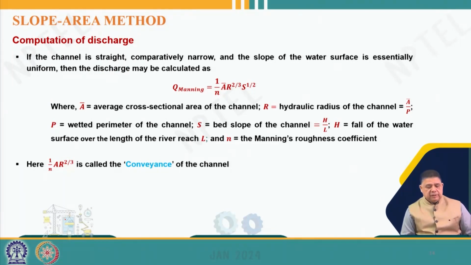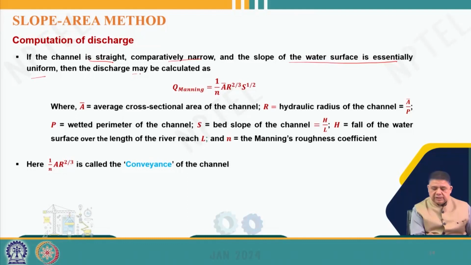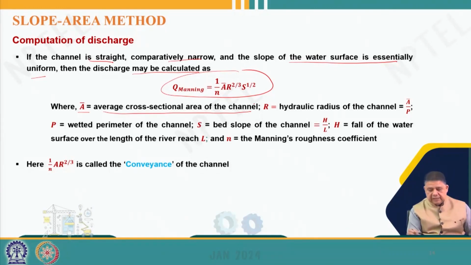Now, coming to computation of the discharge, if the channel is straight, comparatively narrow, and the slope of the water surface is essentially uniform, then the discharge may be calculated using Manning's equation, that is Q equals AV, and V is 1 by n R to the power 2 by 3 S to the power half from Manning's equation. So, Q is 1 by n, A bar, R to the power 2 by 3, S to the power half, where A bar is the average cross sectional area of the channel, that is the average of the two sections. R is the hydraulic radius of the channel, which is A bar by P, where P is the wetted perimeter of the channel. S is the bed slope of the channel, H by L.